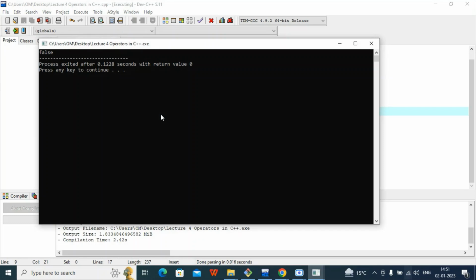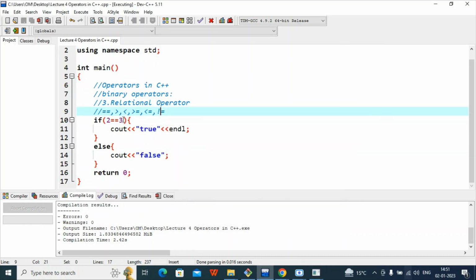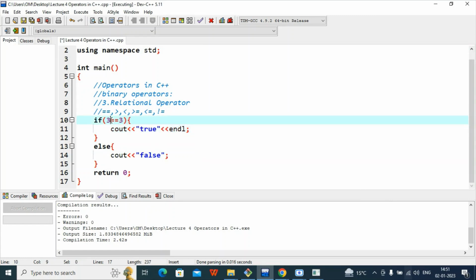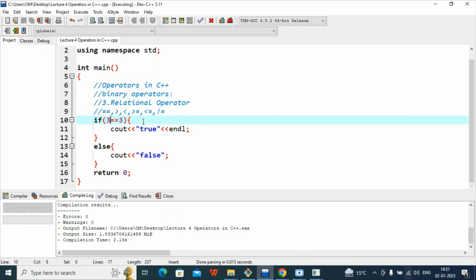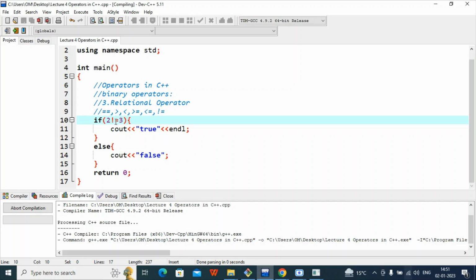Ooh, what is that? It is giving you false. Why? Because 2 cannot be equal to 3. 2 is 2, 3 is 3. How can 2 be equal to 3? As they're not equal, false occurred. If I say 3 equal to 3, let us check what it gives you. Cool, wow, it is giving you true. Why? Because 3 is equal to 3, right? I hope you're clear with this equal to relational operator. If I'm saying 2 not equal to 3, let us see what it gives you.